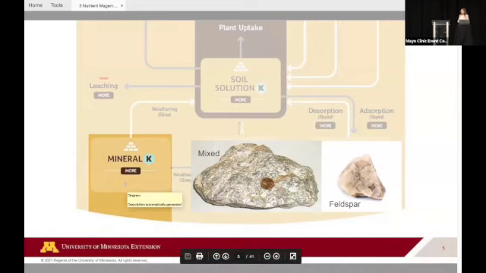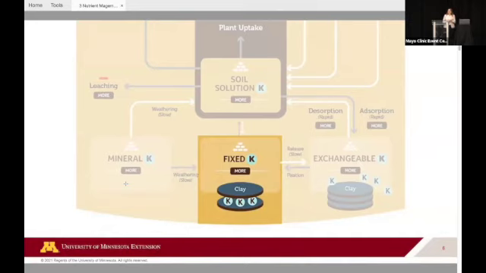Then you have your fixed potassium. This is potassium within clay layers, and it slowly weathers. It will weather a little more quickly than the mineral potassium. Really dry conditions will cause the layers of that clay mineral to curl, and it can release that potassium. So when we talk about soil testing and your dry versus moist potassium, some of the differences between those moist and dry analyses are due to this fixed potassium, which is caught in the clay interlayers.